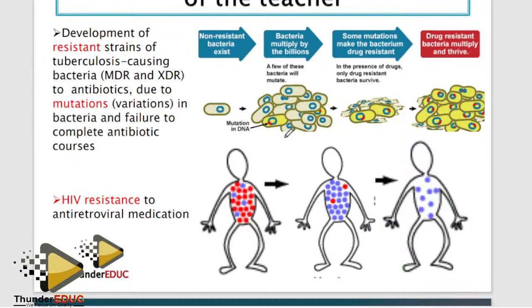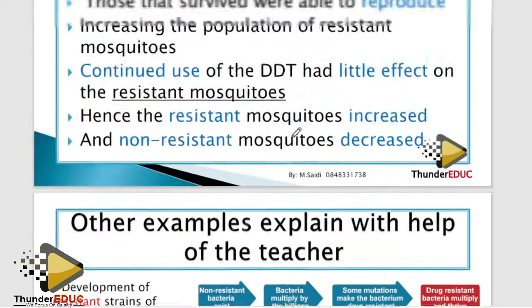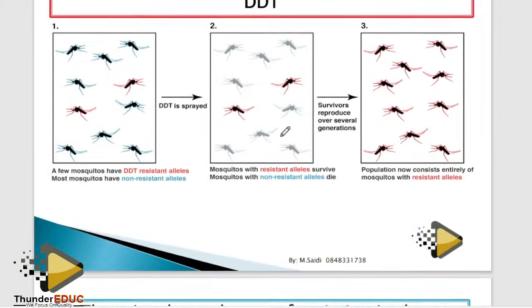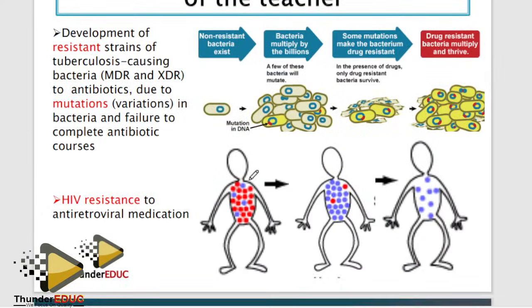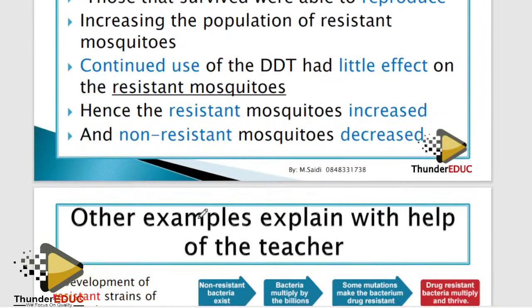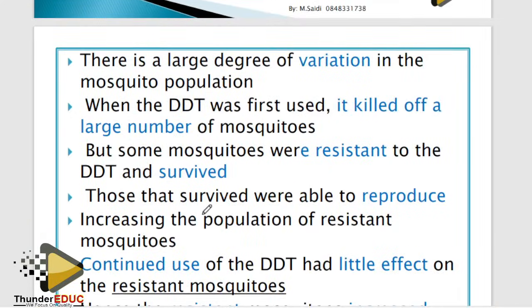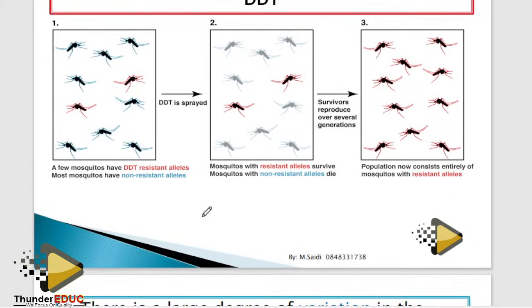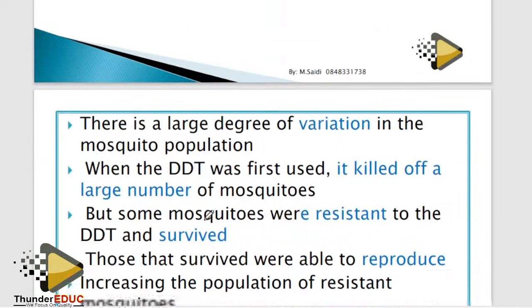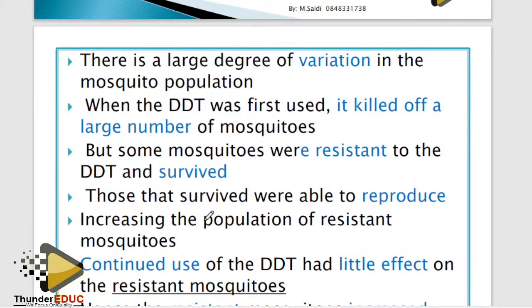Guys, present evolution can be brought into theories: use of DDT on the mosquito, use of antibiotics on bacteria, or use of antiretrovirals, ARVs. All of them work the same way, by natural selection. So when you talk about evolution taking place in present time, it's talking about resistance.